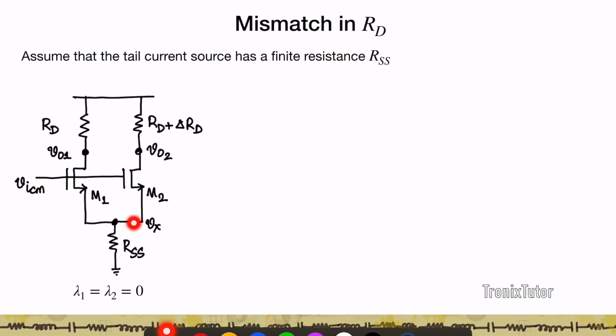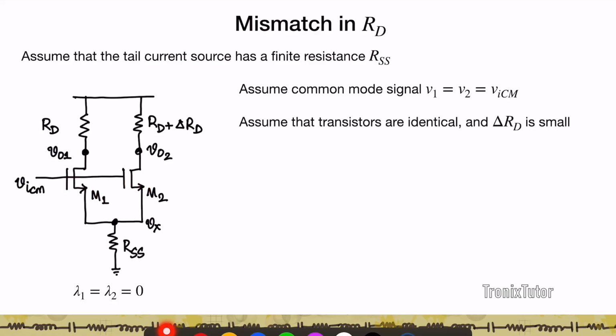Right, so this is now your differential pair. The two arms again are RD and RD plus delta RD. I have two outputs, VO1 and VO2, and I'm looking at the common mode operation. That is, I'm looking at the operation when I apply the same signal to both the gates of the differential pair. Again, for analysis sake, let's assume that lambdas are zero. So let's assume that we have applied an input signal of VICM, where CM stands for common mode, to both the gate terminals. Let's assume that both the transistors are identical, so there's no difference between M1 and M2.